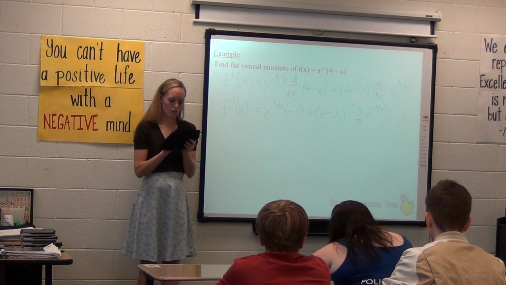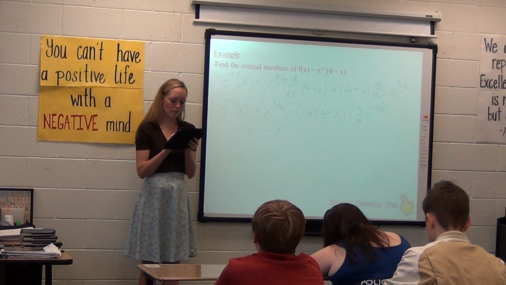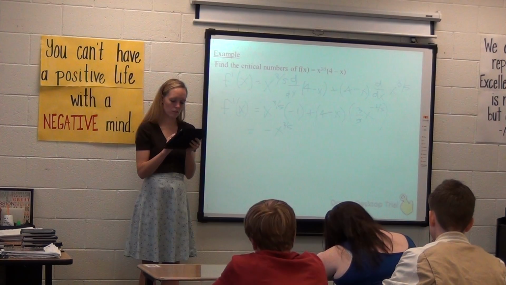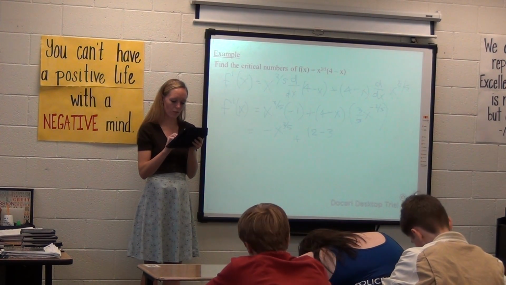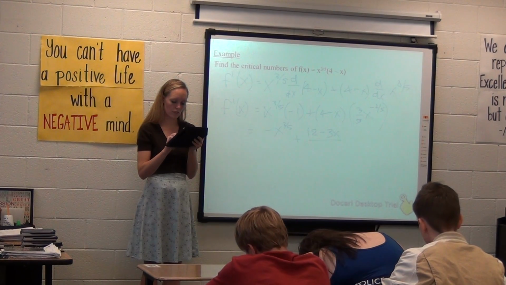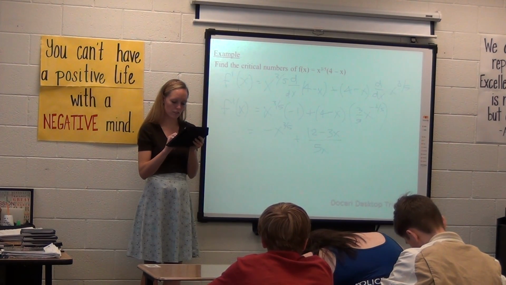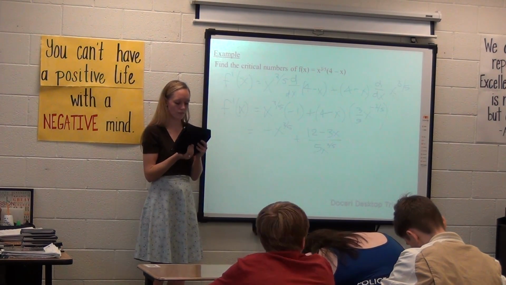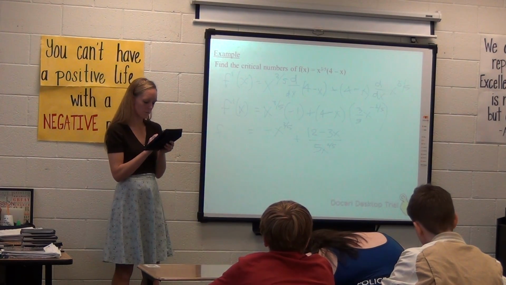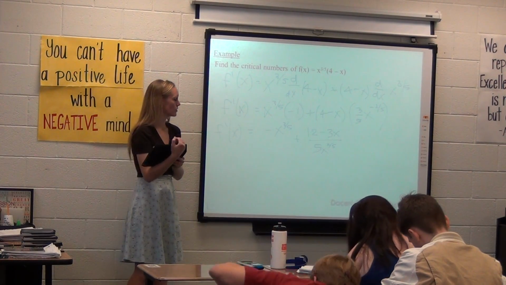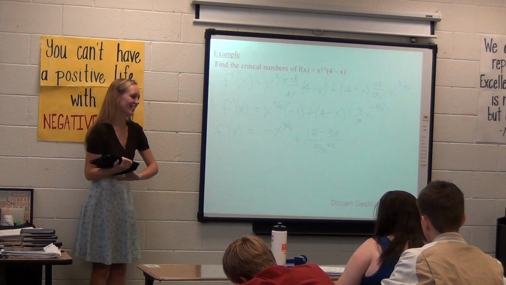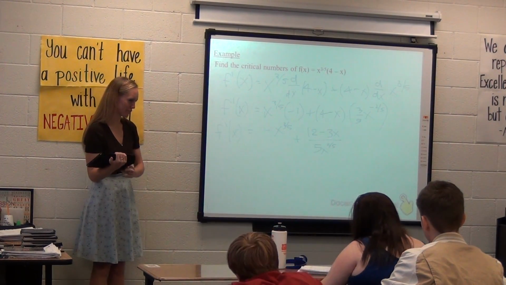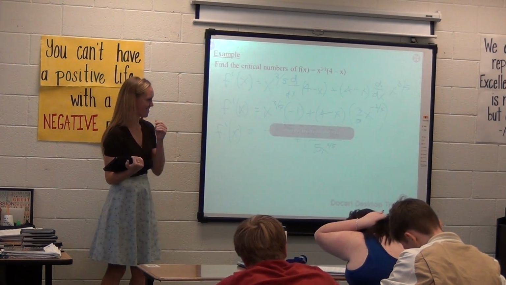So I have negative x to the 3/5, that's the first part. And then I'm going to write this as 12 minus 3x over 5x to the 2/5. Is this pretty yet? No. It's boring. It's not pretty. Don't lie to yourself.